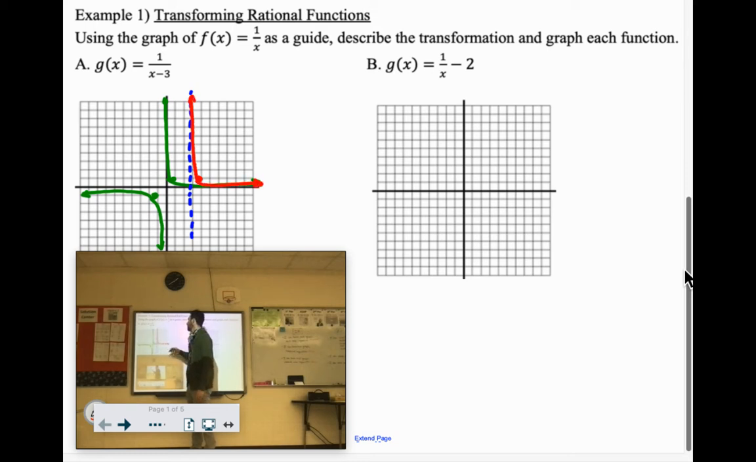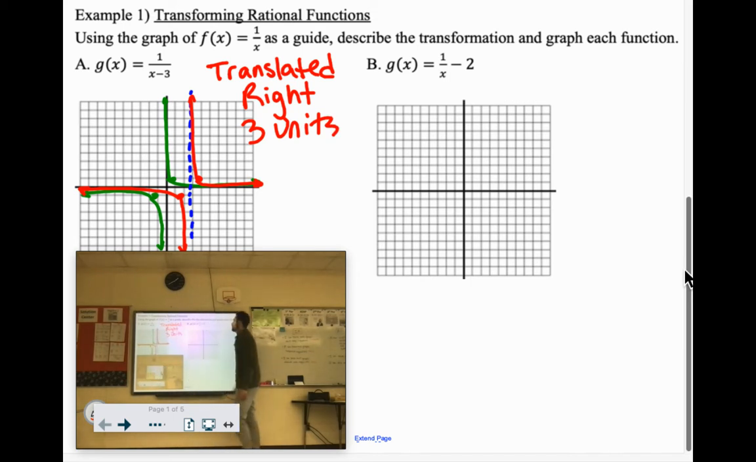There was no vertical transformation, so it's going to keep approaching that x-axis, but again never quite touching. All we did was shift the graph 3 units to the right. Translated right 3 units.